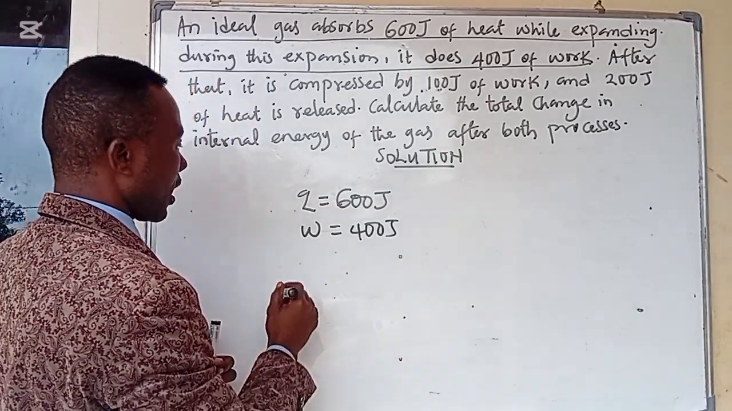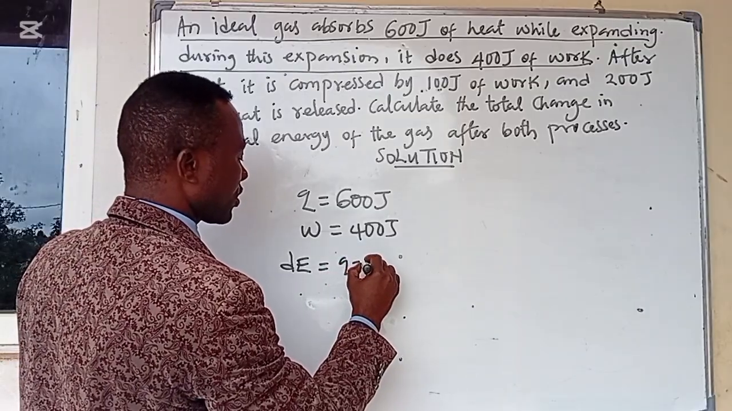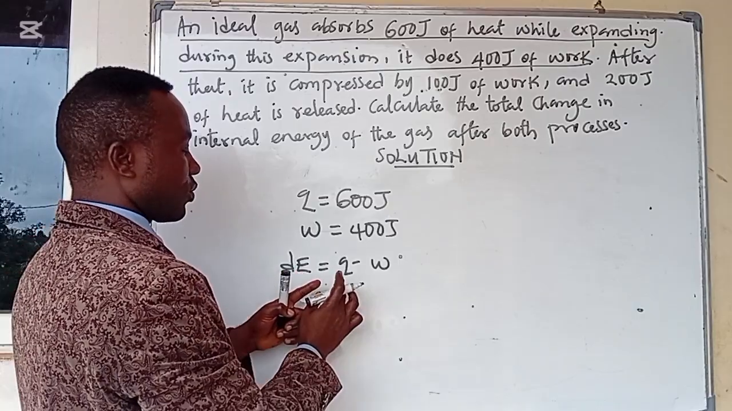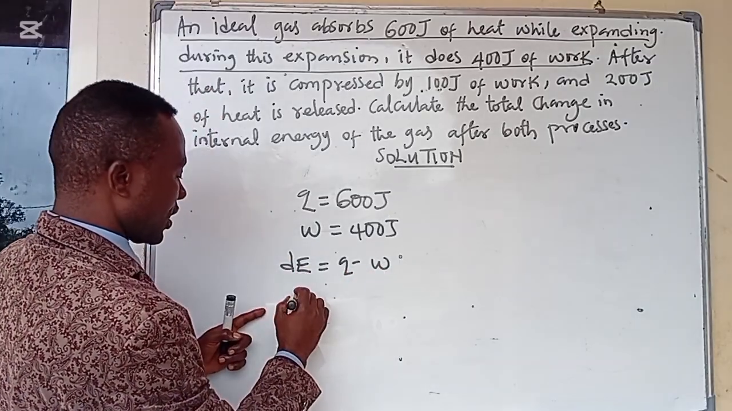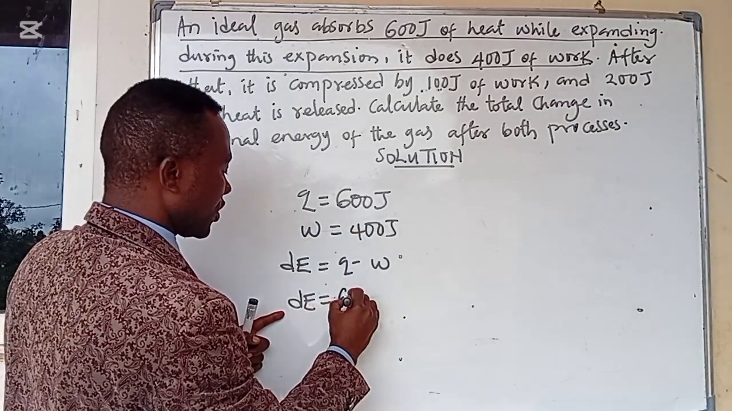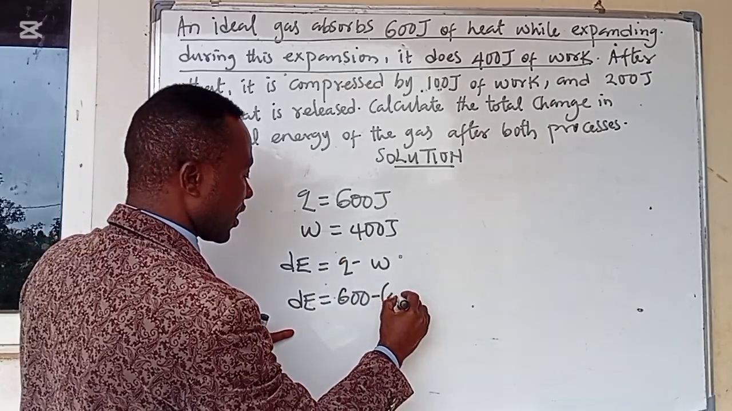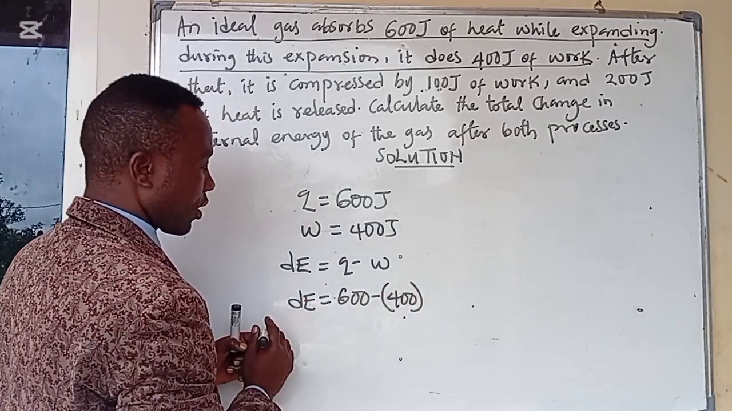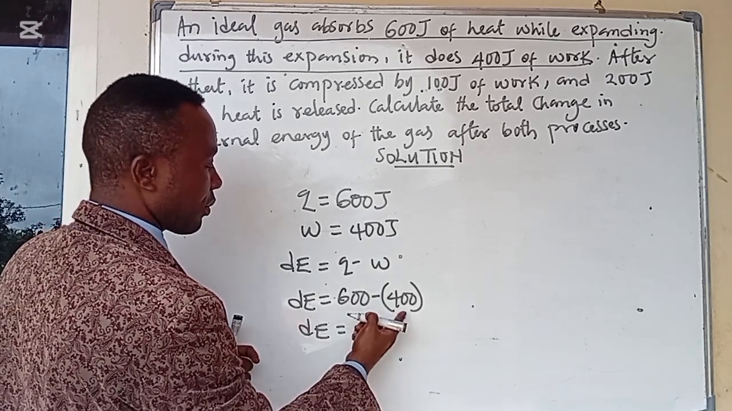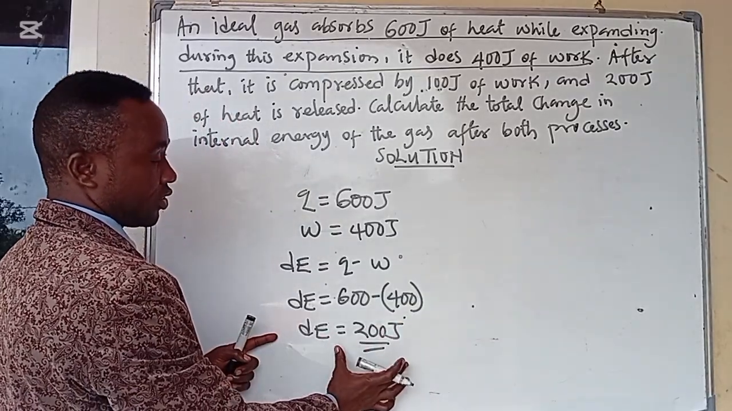Remember our formula, change in internal energy for that process becomes Q minus what? W. That is, the change in internal energy is equal to Q minus W. That means our change in internal energy will become Q, which is 600, minus W. W is positive, so it is 400. So our dE will become 600 minus 400, which gives us 200 joules. Internal energy is 200 joules.